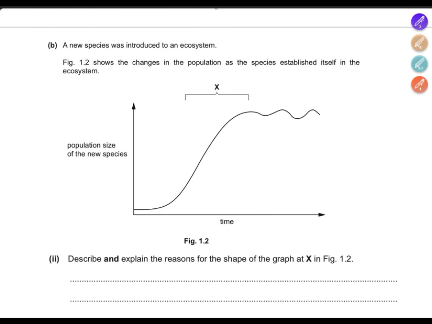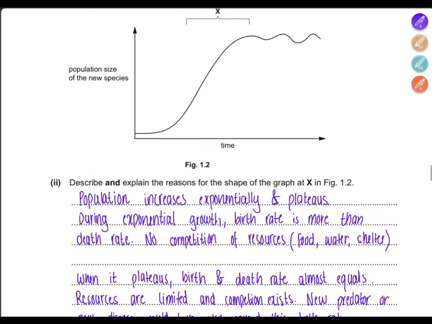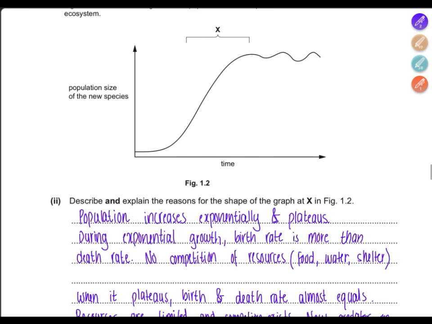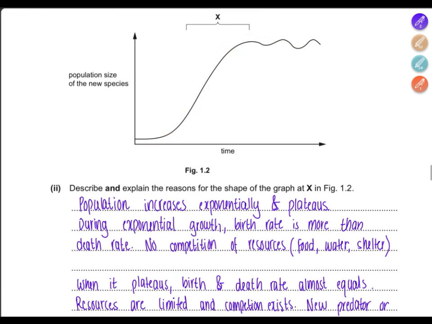Birth rate and death rate are almost equal. So the answer is that the population increases exponentially. Here it's increasing exponentially and then it plateaus. During exponential growth, birth rate is more than death rate. That's why it is increasing. And there is no competition for resources such as food, water, and shelter. That's why they have plenty of space to grow.